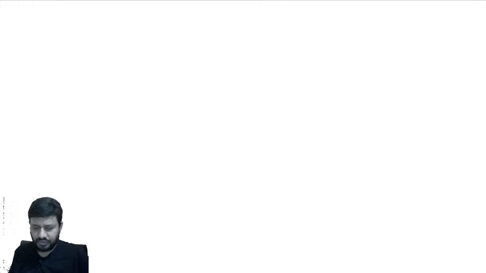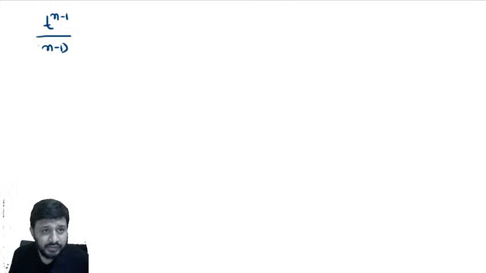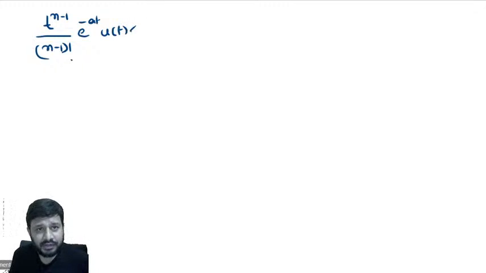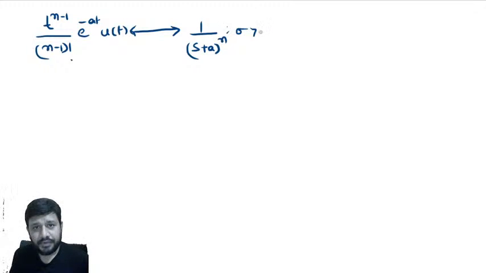Now, if I ask you one question from the last class, what is the Laplace transform for t power n minus 1 by n minus 1 factorial e power minus a t u of t? It is 1 by s plus a whole power n, with ROC sigma greater than minus a. Hope all of you remember this.